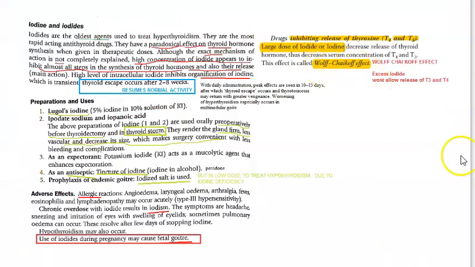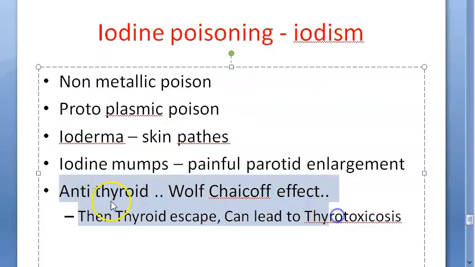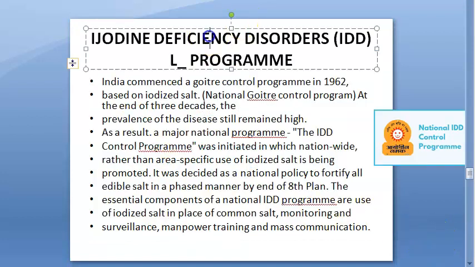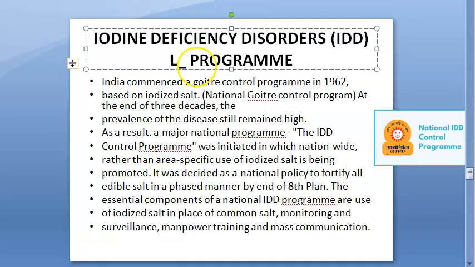there was some Wolff-Chaikoff effect also, remember, where you give a large dose of iodide or iodine, it will decrease the thyroid hormone levels. But then thyroid escape can happen after 2 to 8 weeks, and that may return the thyrotoxicosis with greater vengeance. So this is a crazy thing with iodine. So hazards of iodization, iodism, thyrotoxicosis can happen.